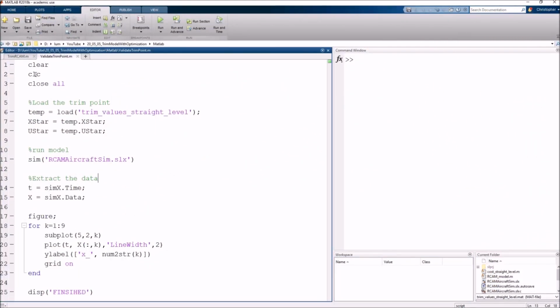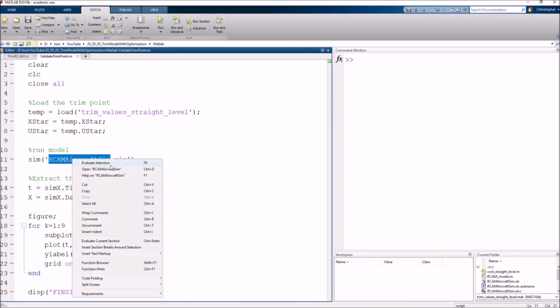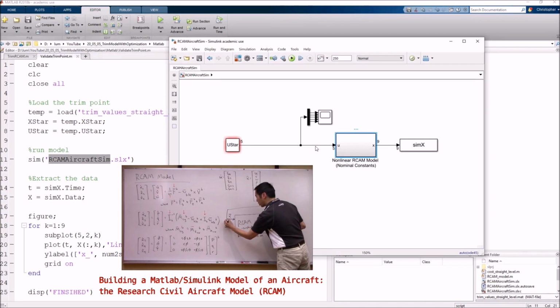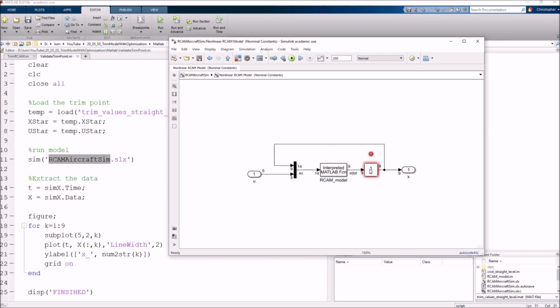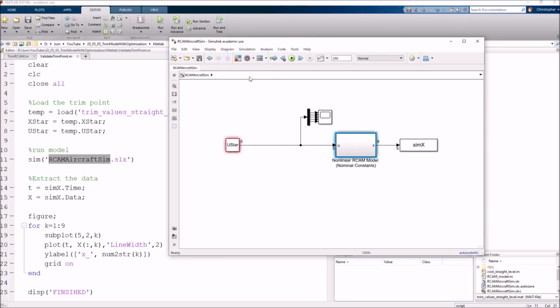All right, so I've just whipped up a quick Matlab script to load in the optimal trim point that we just solved for and then use it to drive a Simulink model. So let's take a look at that Simulink model. Here is the RCAM model that we developed in one of our previous lectures. Again, this is our aircraft, which takes in the 5 control surface deflections and then computes the 9 states. If you look inside here, all we're doing is setting this X star to be the trim point that we just solved for using the numerical optimization routine. And then what we're feeding in as control surfaces are just the constant U star values that are coming in.